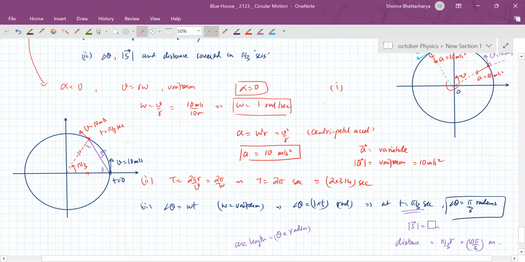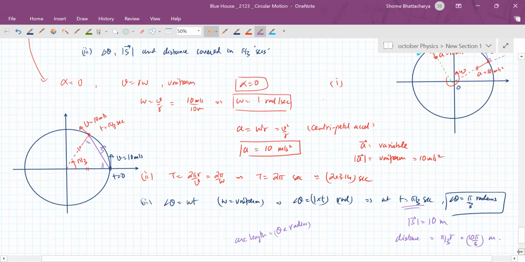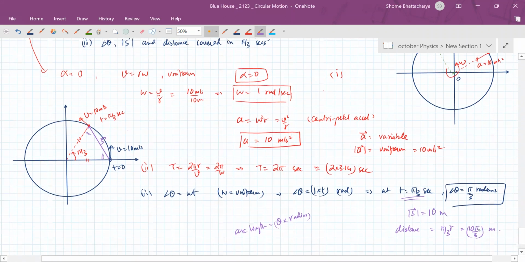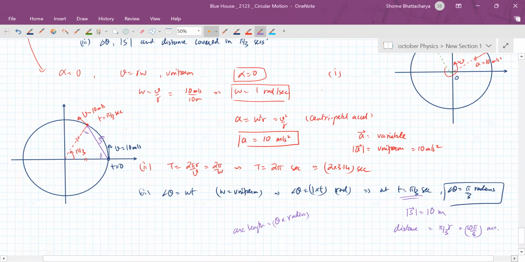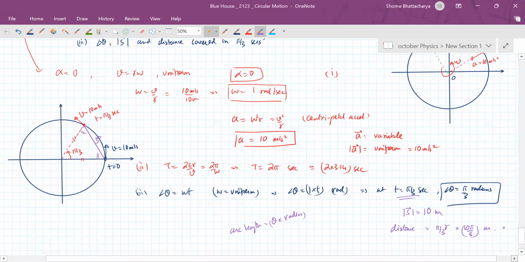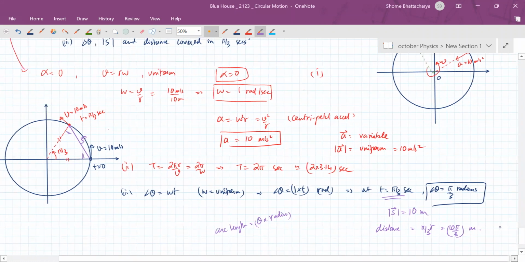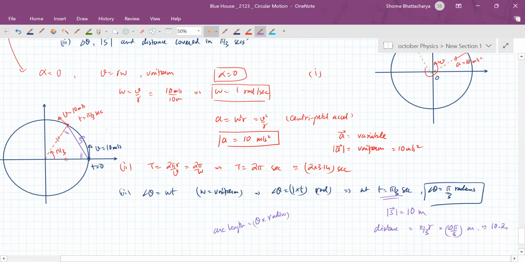Sorry, the radius is 10 meters. The magnitude of displacement, correct, is 10 meters. You can see that the arc length is slightly greater than 10 meters. This is going to be approximately 10.47.